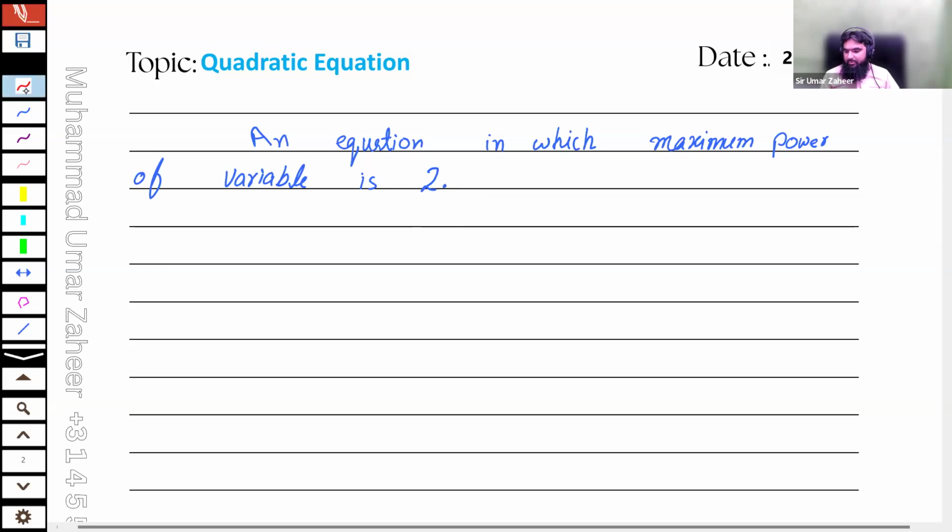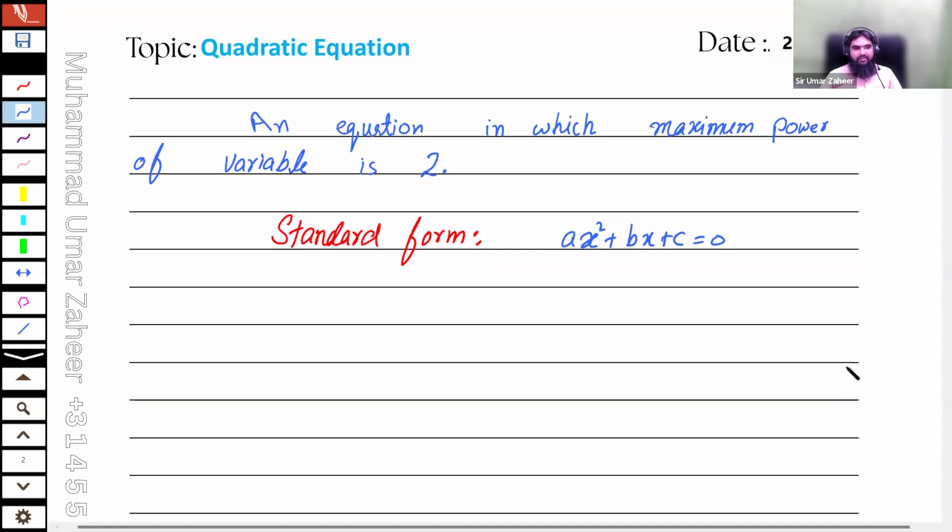Now, if we talk about the standard form of the quadratic equation, the standard form of a quadratic equation is ax squared plus bx plus c is equal to 0.